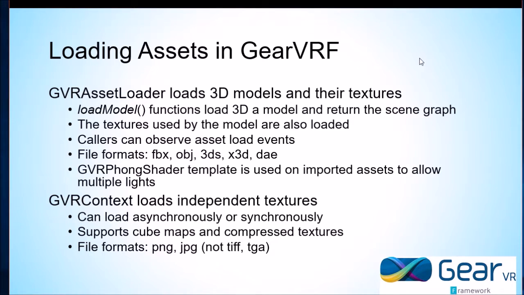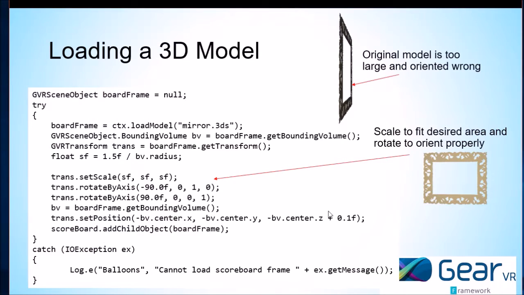To load textures, you use GearVR Context. Textures can be loaded either asynchronously, or you can have your application just wait until the texture is loaded. We recommend asynchronous loading because then it lets your thread do something else while it's waiting for the texture to load. We support a number of different file formats, including cube maps and compressed textures, but it's notable that we do not support TIFF or Targa.